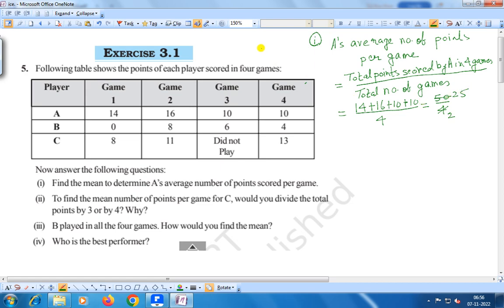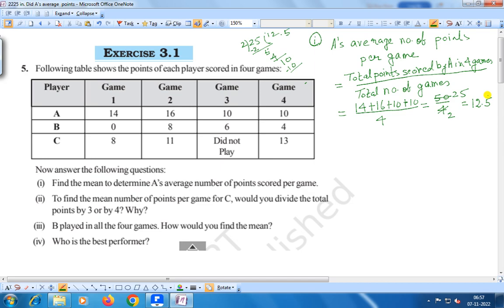If we divide 50 by 4, that is 2 fours are 8, and dividing 25 by 2: 2 ones are 2, then 5, 2 twos are 4, 5 minus 4 is 1, then 0, 2 fives are 10. We are getting 12.5. Therefore, the average number of points per game is 12.5.